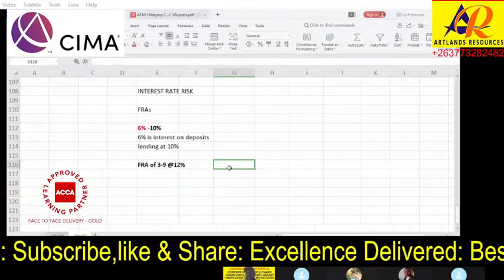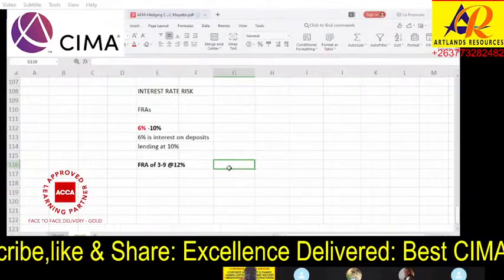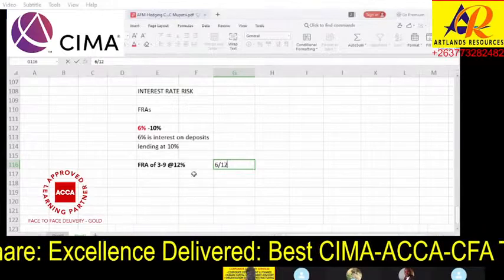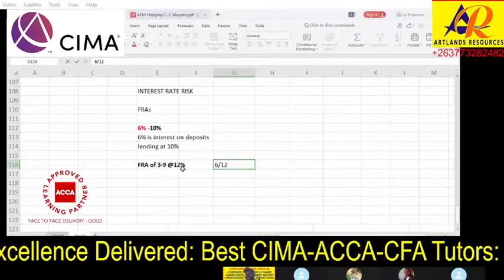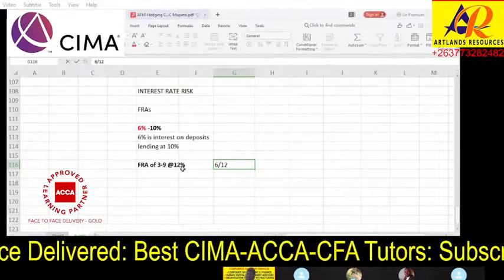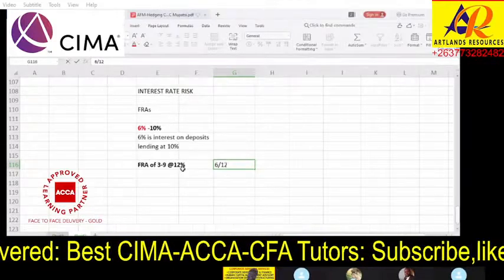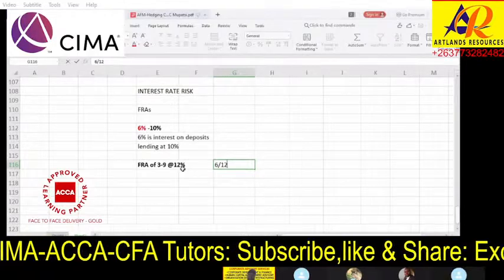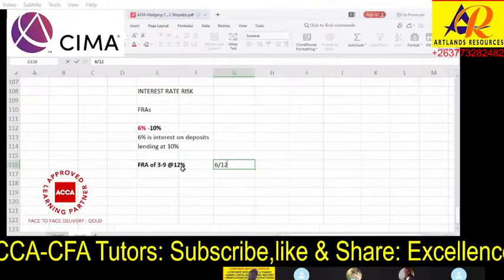So if you are calculating interest, you remember to multiply by 6/12 in this case, because the 12% here is an annualized rate. Forward rates are annualized rates, so you have to scale them down to the duration of the loan. So there you go. That's a forward.